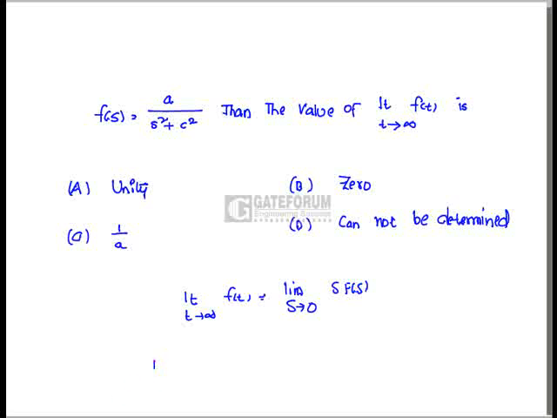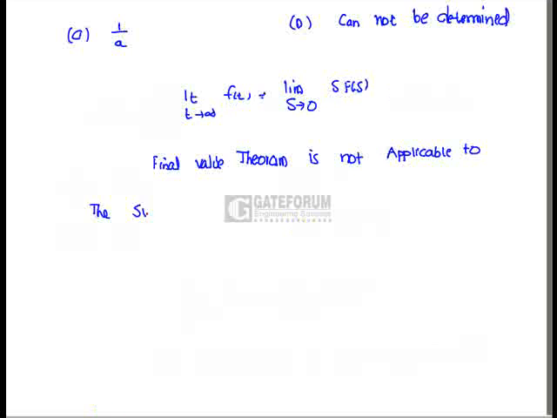That means the final value theorem is not applicable to systems whose poles lie on the j omega axis or right half of the s plane.